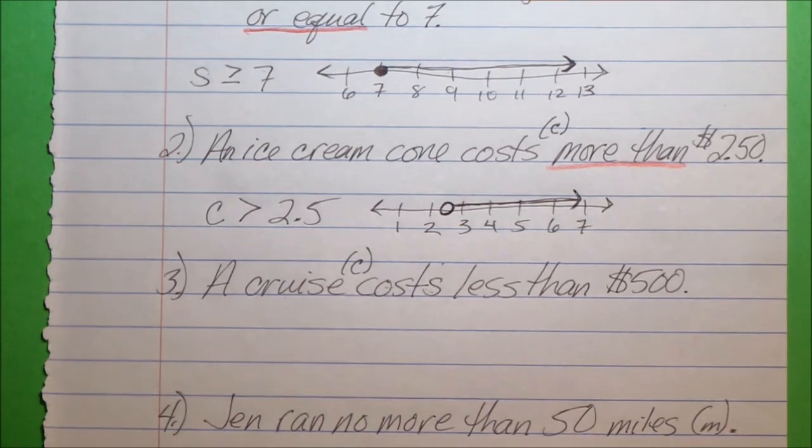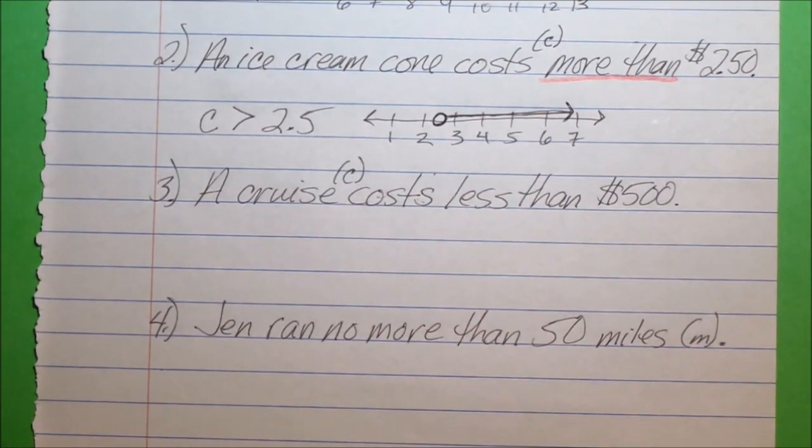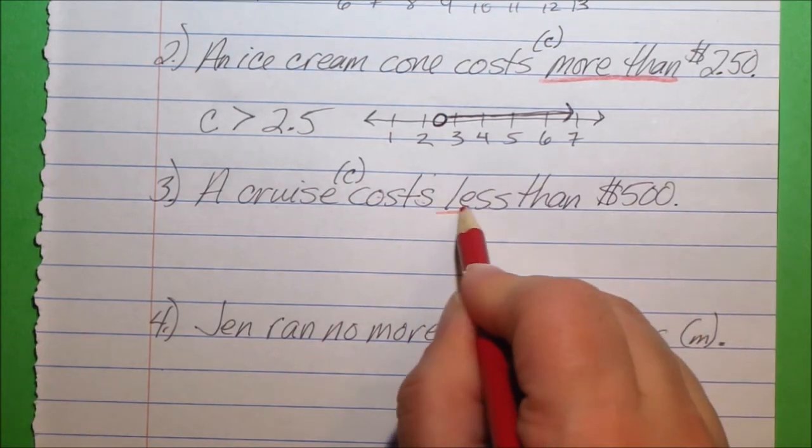All right? Okay, so number 3. A cruise, which we'll represent with C, costs less than $500. Wow. That's a cheap cruise, whatever it is.